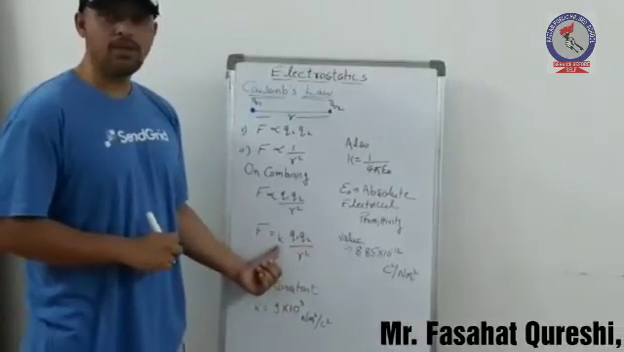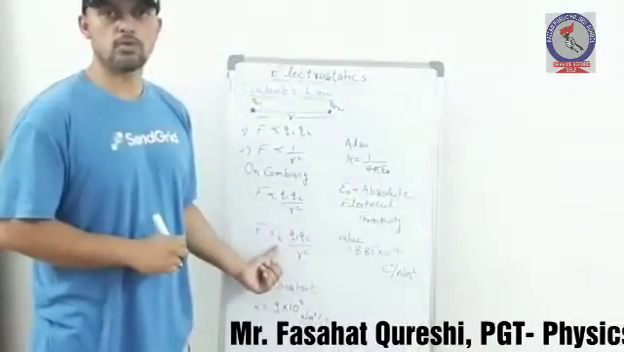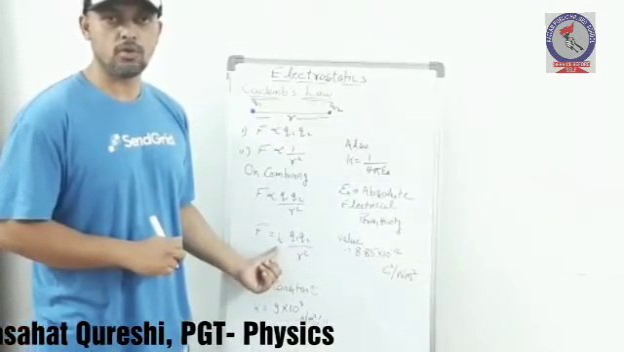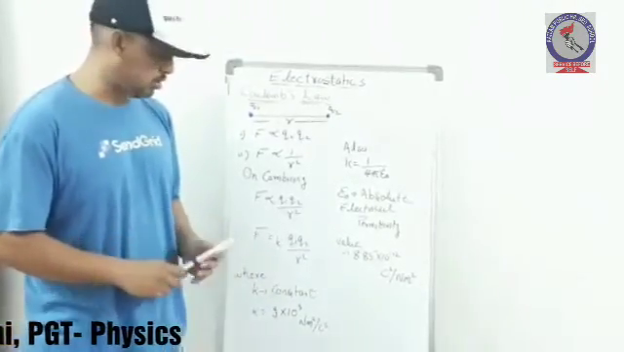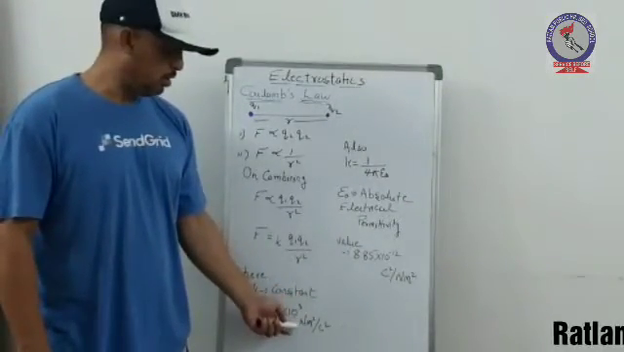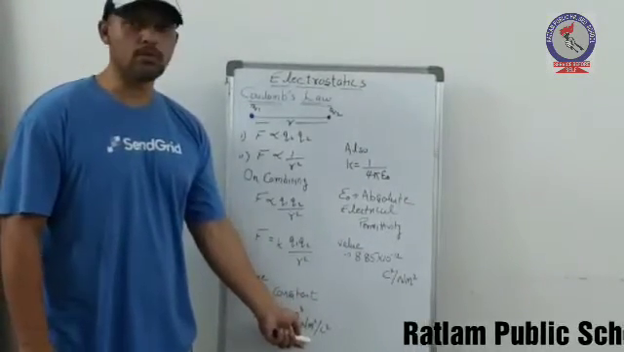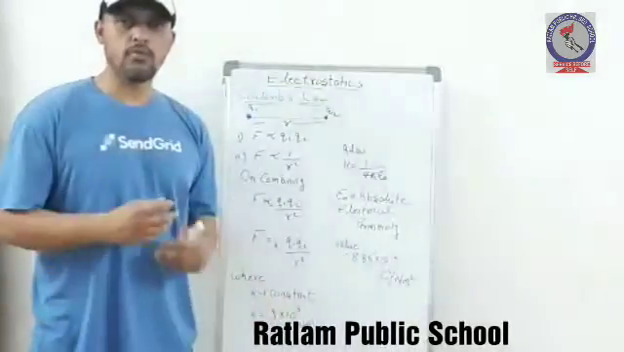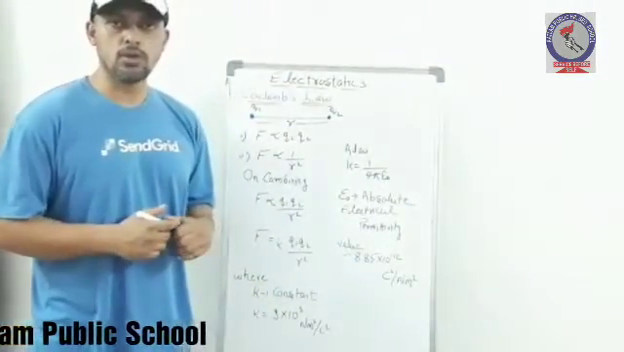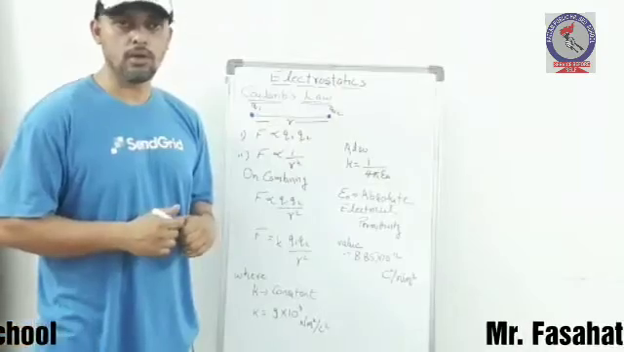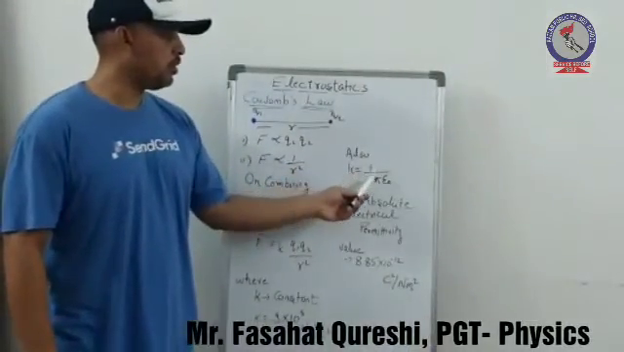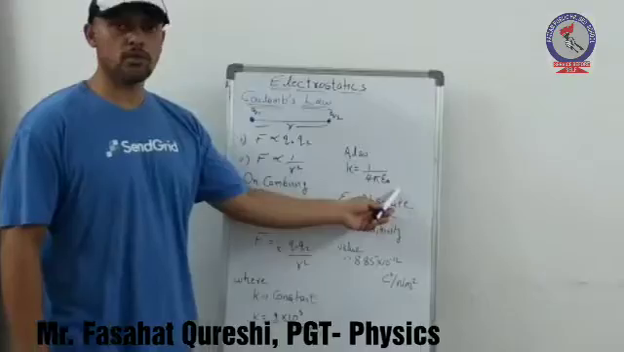Here k is the electrostatic force constant. We call it the electrostatic force constant. The value of this constant is 9 into 10 raised to power 9 Newton meter square per Coulomb square. Also, if we are deriving any expression and we need to substitute the value of k, we can also substitute k as 1 upon 4 pi epsilon 0.